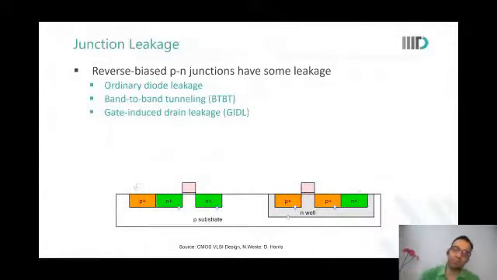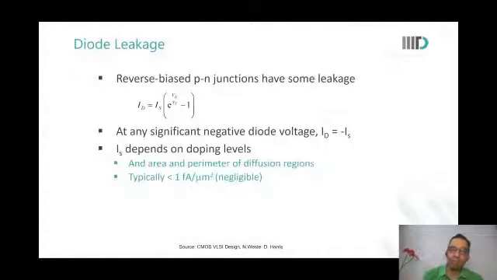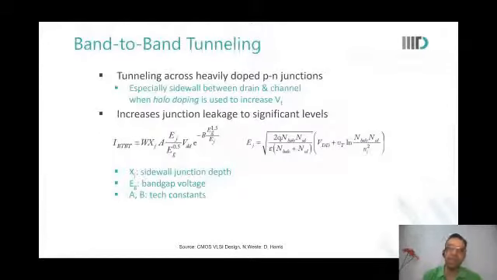Junction leakage has 3 components. Basic, ordinary diode leakage, because there are diodes everywhere. Then band-to-band tunneling. This is the diode leakage thing, where since there is a source and drain region and a depletion region, some diode current will flow. Reverse bias PN junctions will have some leakage. Then we're talking about band-to-band tunneling.